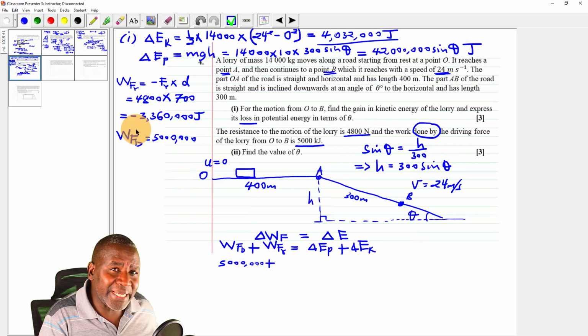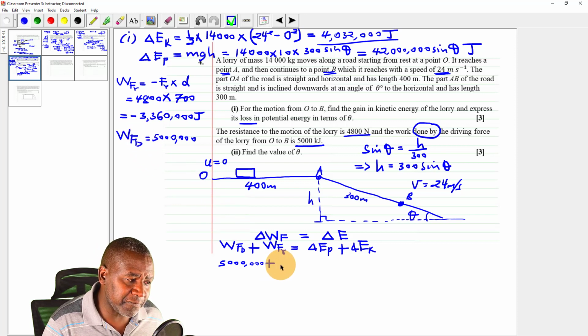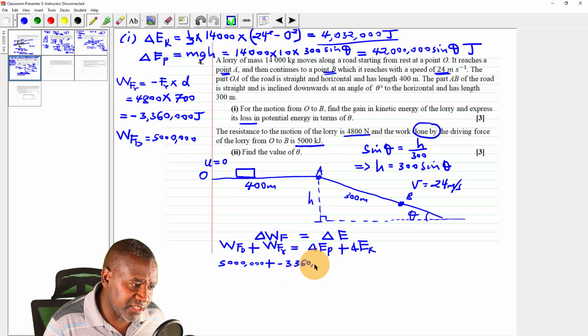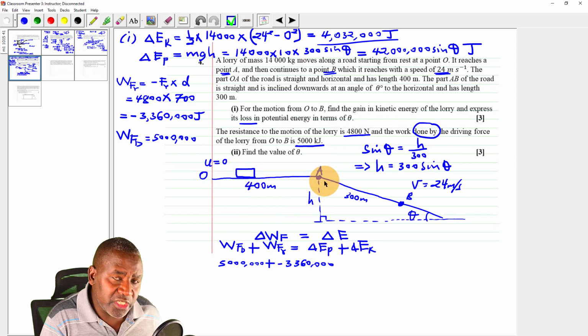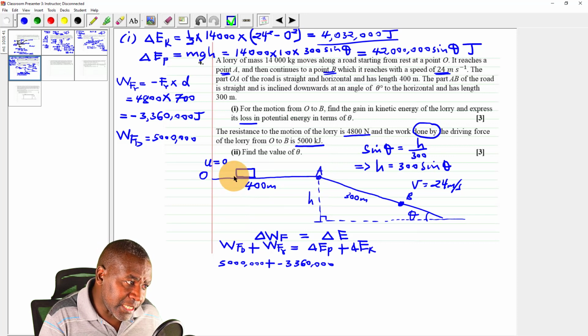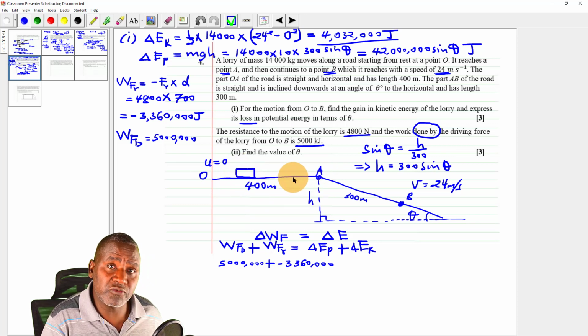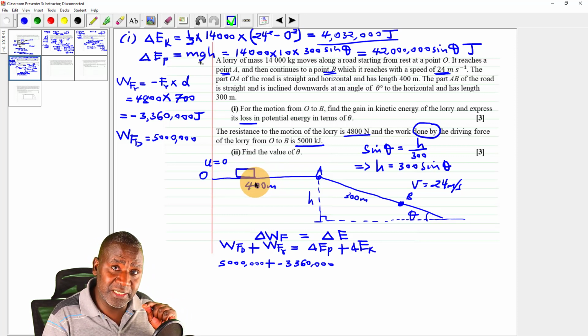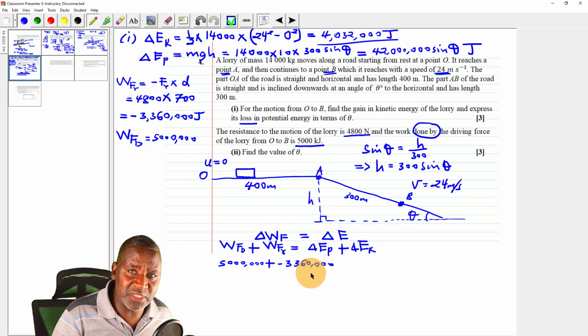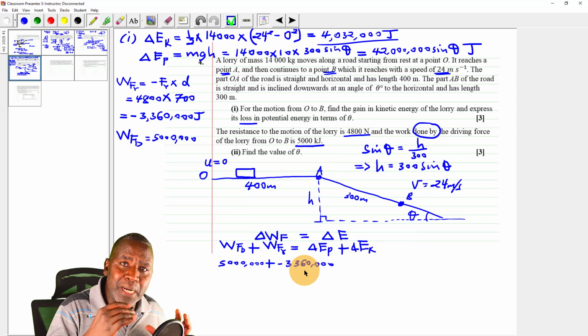Work done by resistance, there must be a negative sign to that, because the resistance force is always acting in the opposite direction to the direction in which the object is moving. So if I resolve the resistance force in the direction of motion of the object, I must do FR cos 180 degrees. Cos 180 degrees is -1, and that is where -1 comes in, because I'm talking about work done by. Work done by. Get used to that.